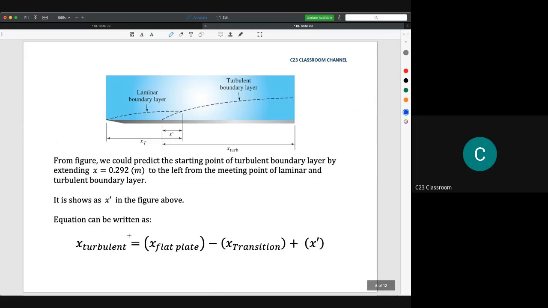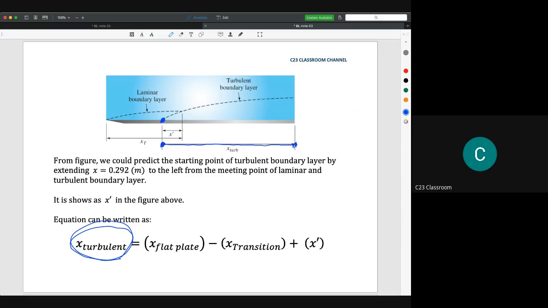Okay, so we could calculate the real x-axis for the turbulent boundary layer. The real x-axis means that the turbulent boundary layer actually starts at this one. So for our turbulent calculation, we need to assume that the origin (0, 0) for the turbulent boundary layer starts here and ends at this point.